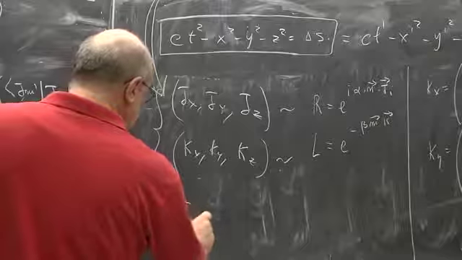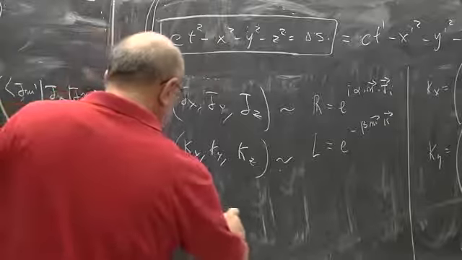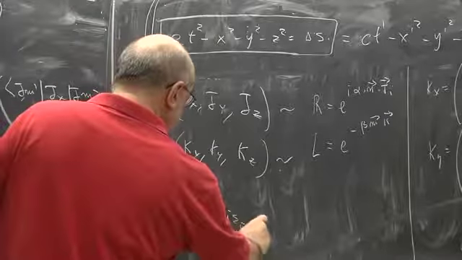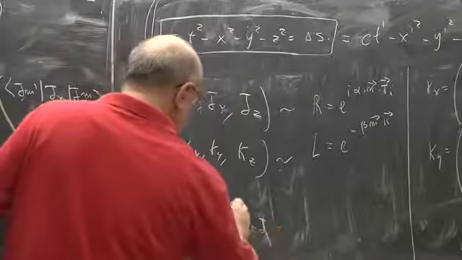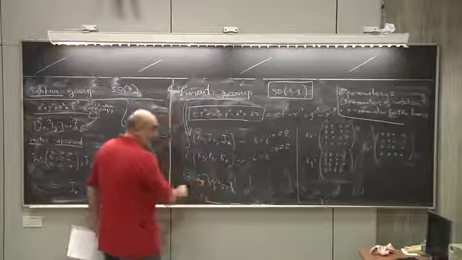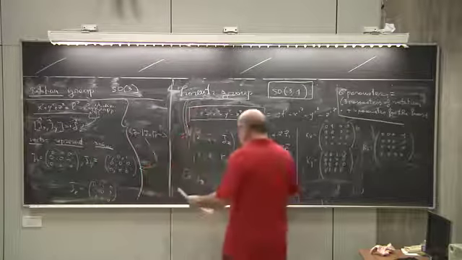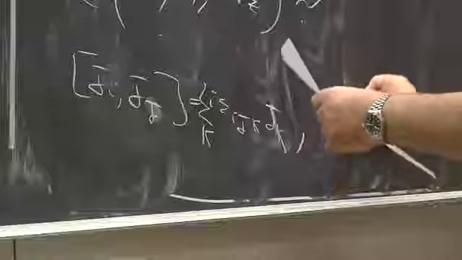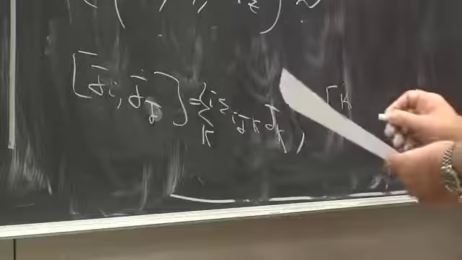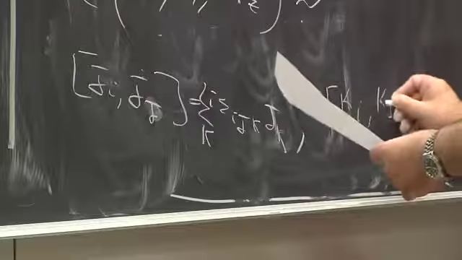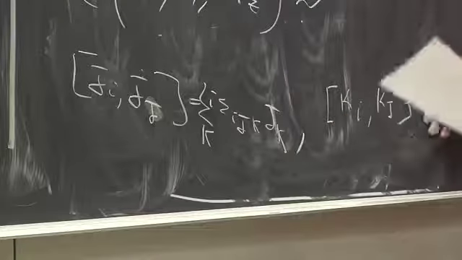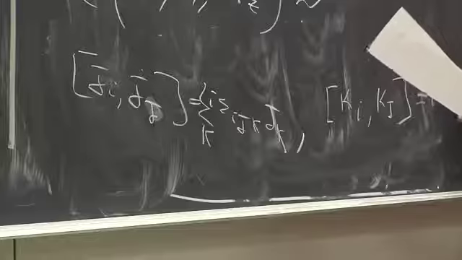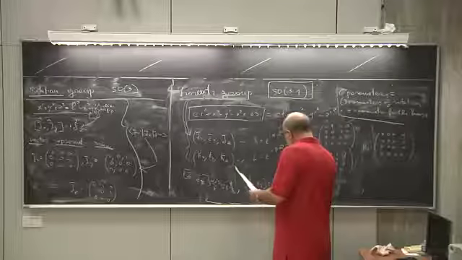[J_i, J_j] = i epsilon_ijk J_k, sum over k. This is for the J. Then I need the algebra between the K. And the algebra between the K is [K_i, K_j]. You combine 2 boosts. Do you think it gives you a boost? No, it gives you a rotation. It's funny.